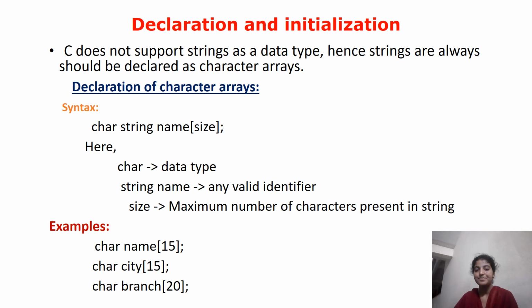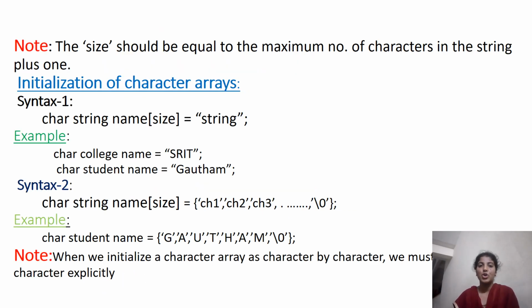For example, char name[15]; char city[15]; char branch[20]; Here char is a data type, name is a valid identifier and 15 is the maximum number of characters present in a string. Note: the size should be equal to the maximum number of characters in a string plus 1.